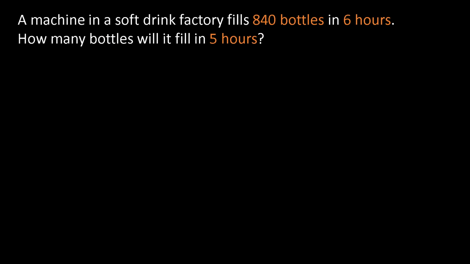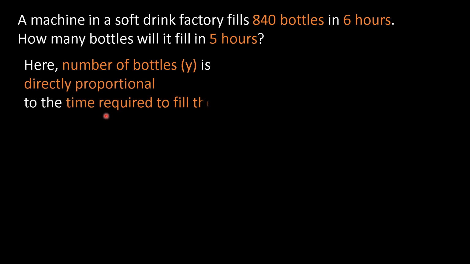1200 kilometers. A machine in a soft drink factory fills 840 bottles in 6 hours. How many bottles will it fill in 5 hours? Here, number of bottles Y is directly proportional to the time required to fill them, which is X. So for direct proportion, we have x1 divided by y1 equals x2 divided by y2. We are given y2 equals 5 hours. That is, we have to find out how many bottles will be filled in 5 hours.